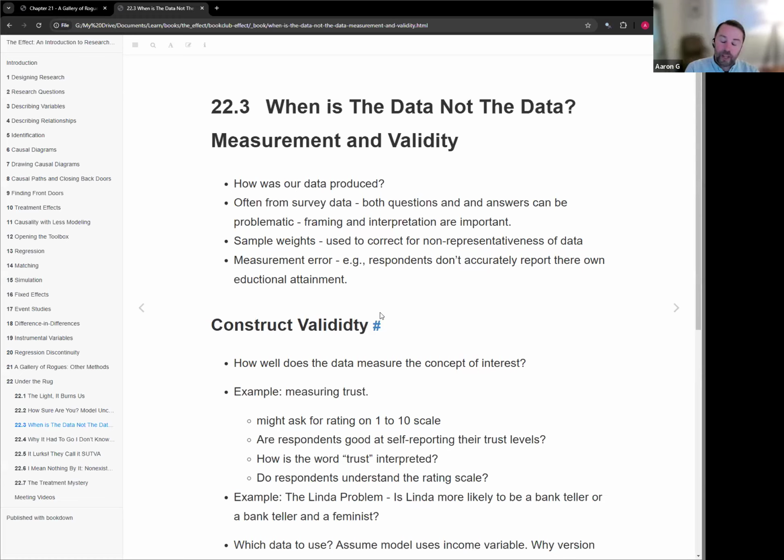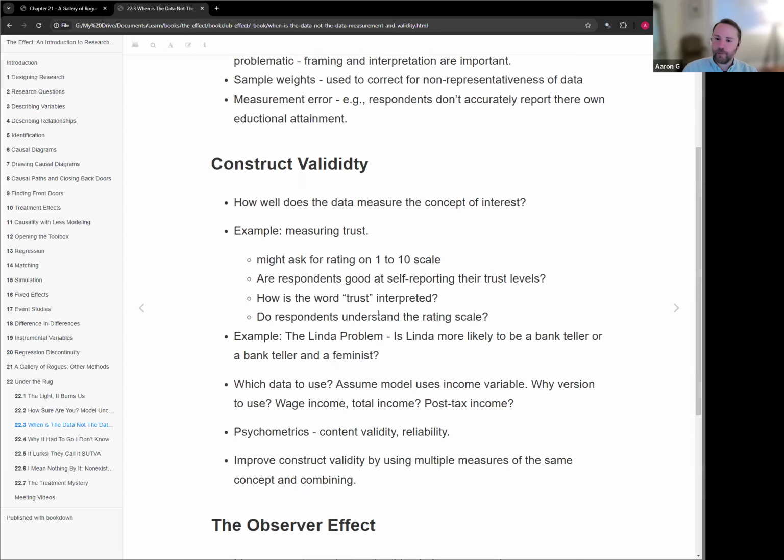And then there's measurement error in general. Like the example in the chapter was some respondents just aren't good at actually accurately telling you what their educational attainment is. If it's like, how many years of education did you have? I don't know. If it's been a while, you might not remember exactly. So I thought that was a kind of a funny example.